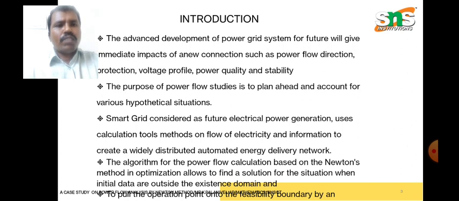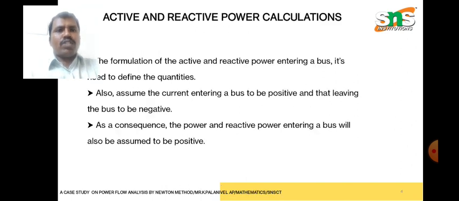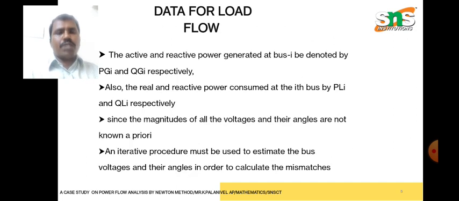The algorithm for the power flow calculation based on Newton's method in optimization allows finding a solution for the situation when initial data are outside the existence domain, and puts the operation point into the feasibility boundary by the formulation of active and reactive power entering a bus. It defines the quantities. Also assume the current entering a bus to be positive and that leaving the bus to be negative. As a consequence, the power and reactive power entering a bus will also be assumed to be positive.